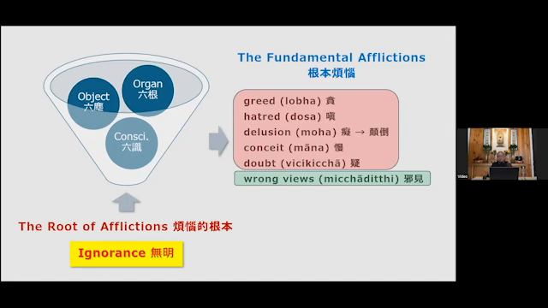Because in Chinese, sometimes they use the same character. So here, among the fundamental afflictions, the third one is called delusions, or sometimes we also translate it as ignorance. But here, the fundamental affliction of delusions or ignorance refers to the upside down view. And the fundamental ignorance, the root of afflictions, means different things.